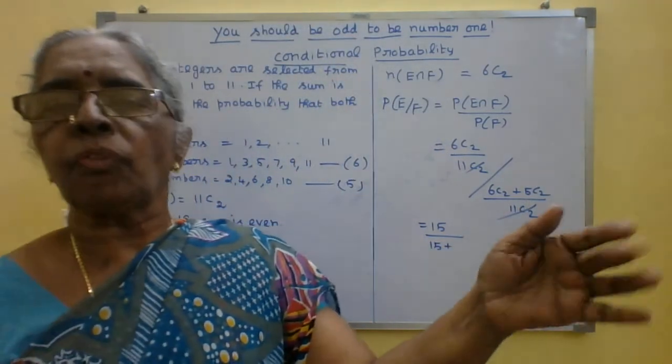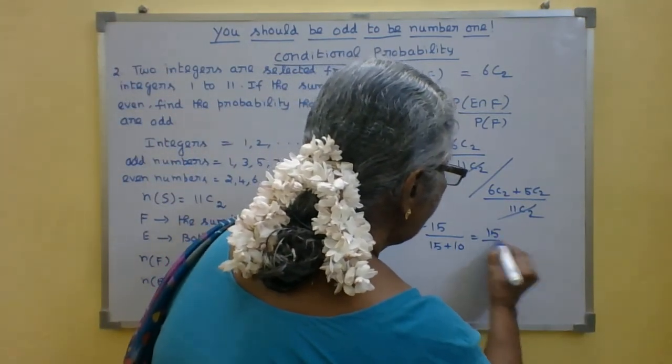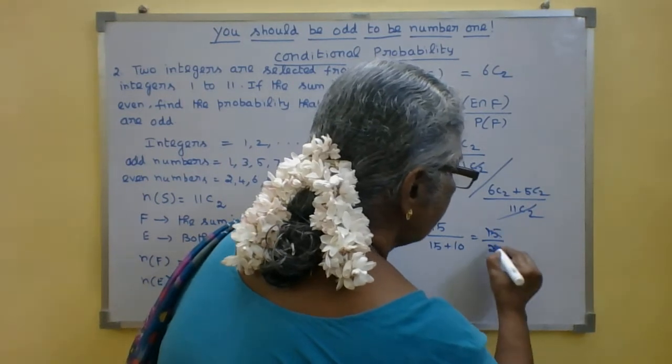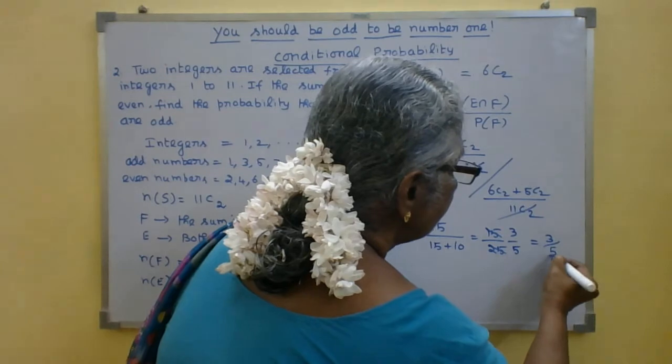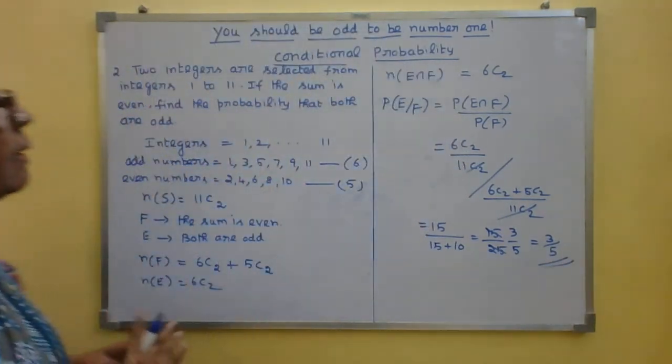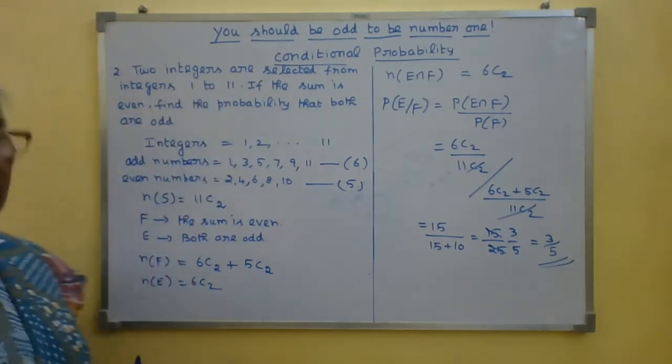5C2 will be 5 into 4 by 1 into 2. So I will get 10. So 15 divided by 25. If I cancel, I will be getting 3 by 5. So this is the probability that both the numbers are odd, given that the sum is even.